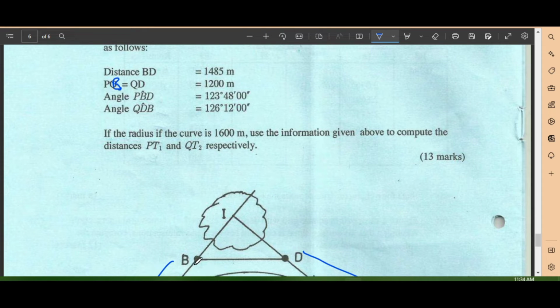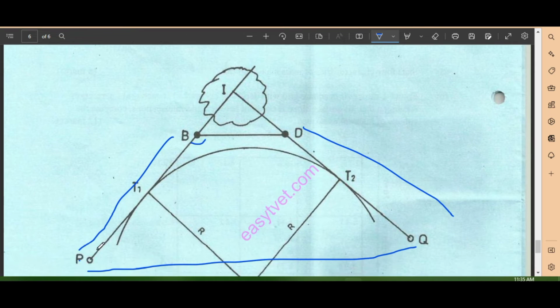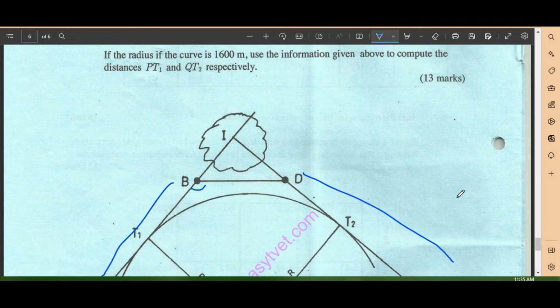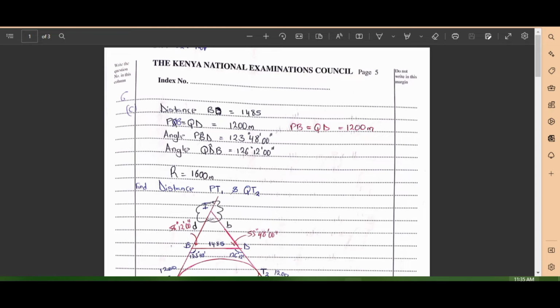Then we are given the angles PBD, those are the external angles here. So PBD is that angle, and angle QDB is given here. If the radius of the curve is 1600 meters, use the information given above to compute the distance of P to T1 and Q to T2 respectively. So a total of 13 marks.